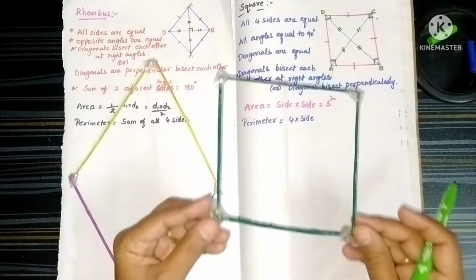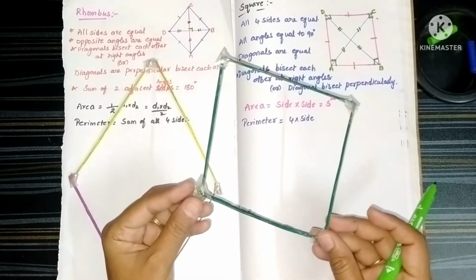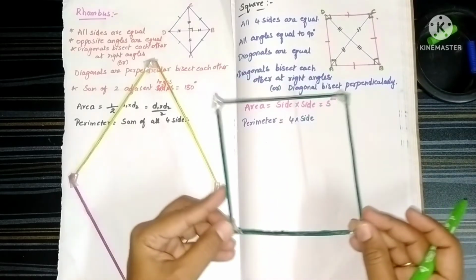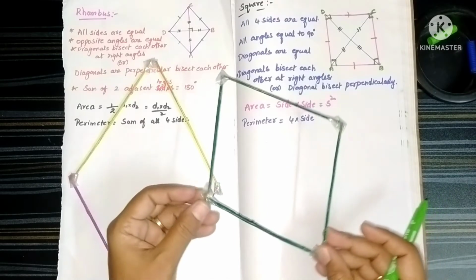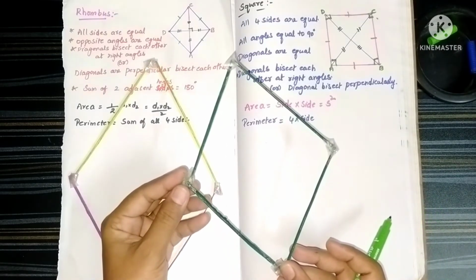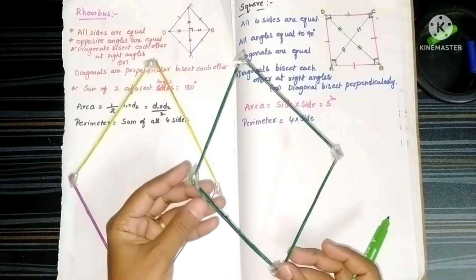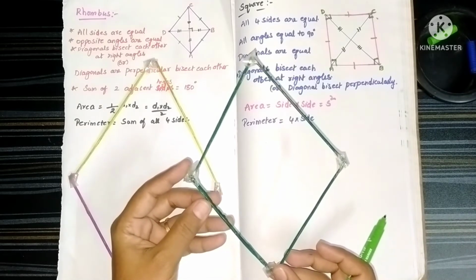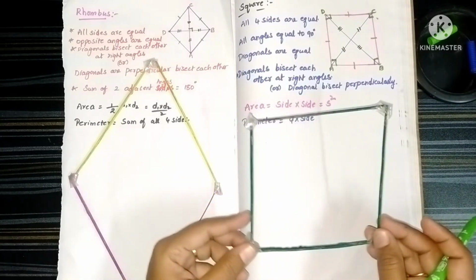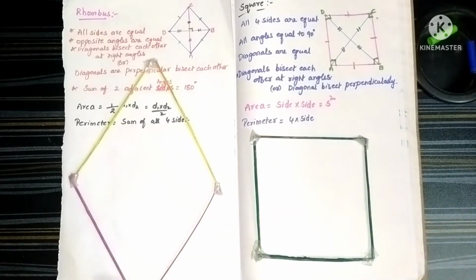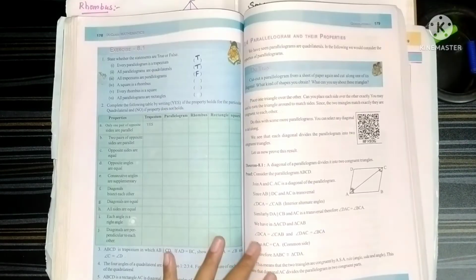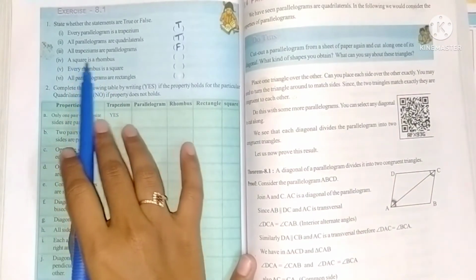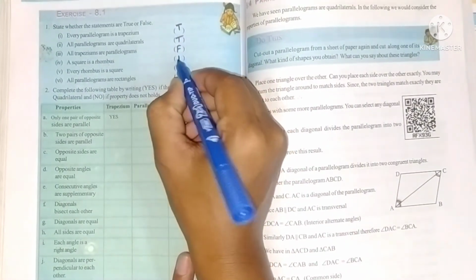See, suppose this is a square. Simply I am changing the angle. If it is like this, it is a right angle all over. So if I turn it like this, if I change the angles, then it will be a rhombus now. So we can say a square can become a rhombus. But the reverse is not true. A rhombus cannot become a square. So the answer for this, a square is a rhombus: yes, true.